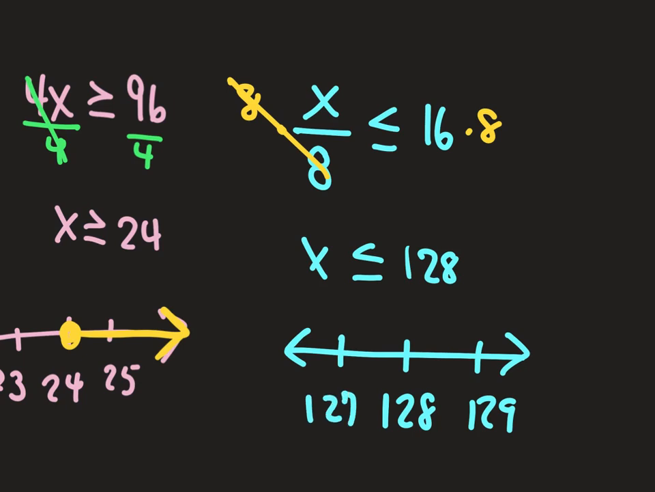One extra step, I need a number line with 128 and some neighbors. What kind of a dot? Open dot or closed dot? Closed. To the left or to the right? Well, this says less than. X is less than 128, so less than goes to the left.